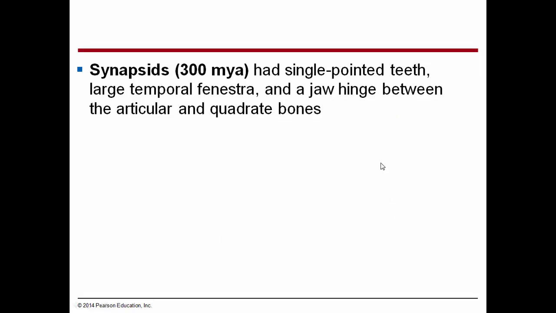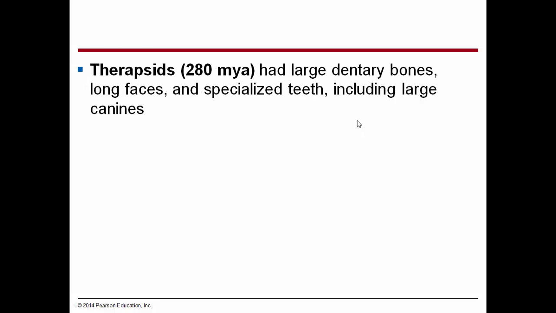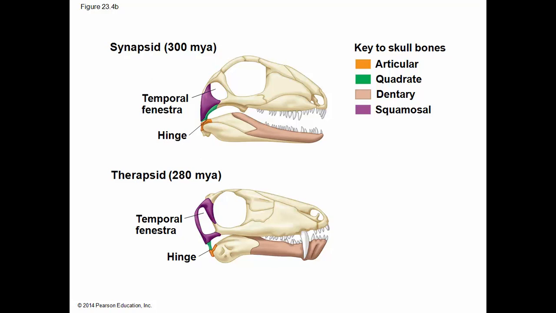Synapsids had single pointed teeth, large temporal fenestrae, and a jaw hinged between the articular and quadrate bone. Therapsids had large dentary bones, long faces, and specialized teeth, including large canines. Okay, so here's the synapsids and the therapsids.